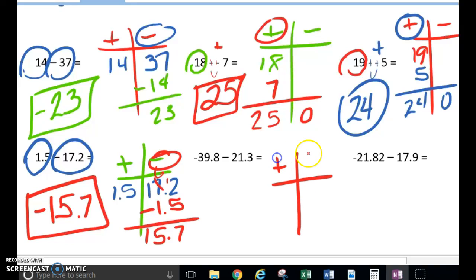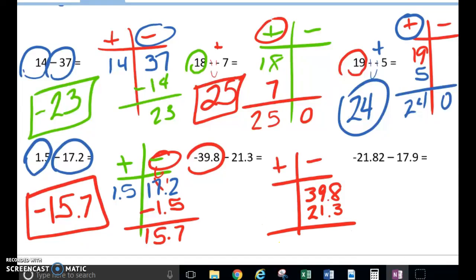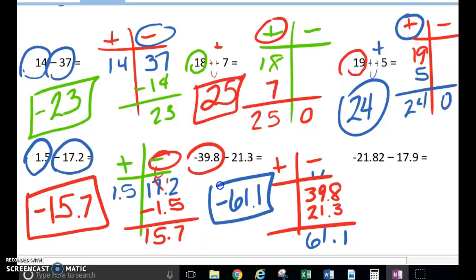Looking at my next one, the 39.8 is negative. So once again, I put that in without the sign. The 21.3, this is a minus sign, but if you look up at the hints, the minus and the negative are exactly the same. So that is going to be 21.3 for the negative team. So my positive team scored nothing. My negative team scored 61.1 points, and they're negative. So my answer is negative 61.1 points.